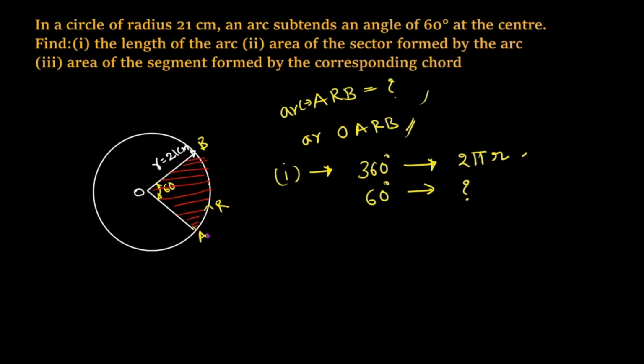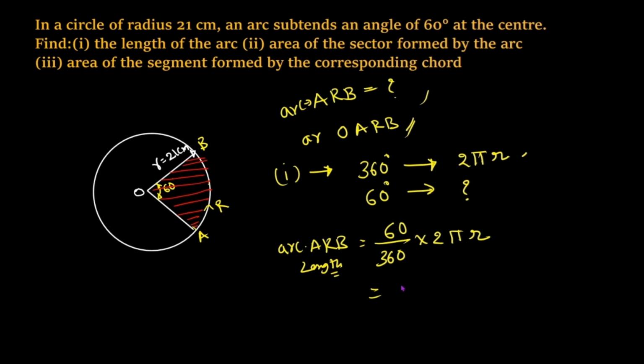Now we cannot call it the perimeter. Perimeter means the circle completely. When it is a sector, we call it the arc length. What is the arc length for 60 degrees? It will become 60 by 360 into 2 pi r, right? So this is the arc length, the arc ARB. So 60 by 360 into 2 pi r.